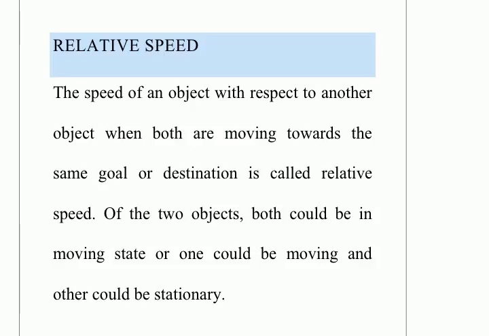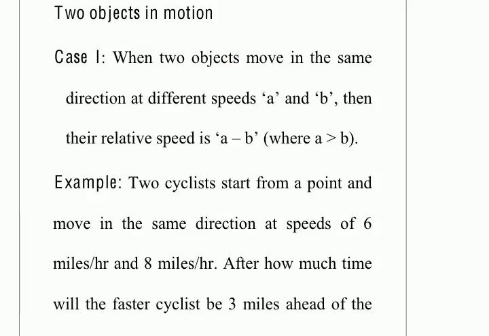The next interesting concept in this chapter is the concept of relative speed, which is basically the speed of one object with reference to the other object when either both are moving, or only one is moving, or they're both moving in the same direction or opposite direction, and so on. So let's take the first case where the two objects move in the same direction at different speeds, a and b. In that case, their relative speed is a minus b.